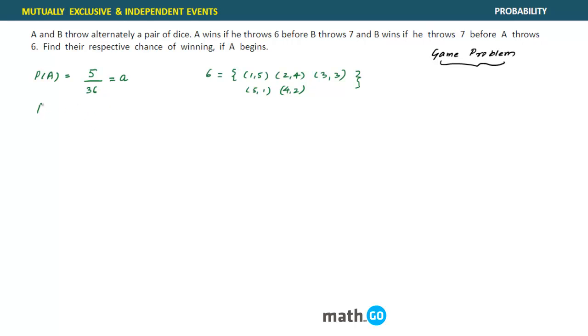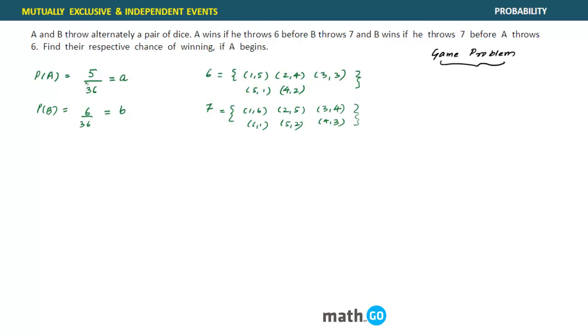Similarly, what is the probability of winning of B? B wins when he throws a 7. So 7 could be obtained as 1, 6, 2, 5, 3, 4, then 4, 3, the reverse order, 5, 2 and 6, 1. There are 6 cases, 6 by 36. Let me call the probability of winning of B as small b.